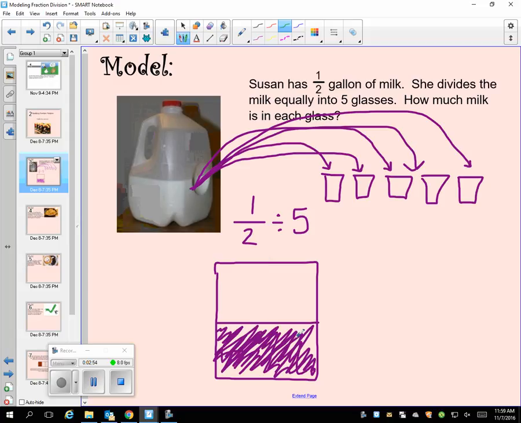You can switch to your marker if you want to. And this 1/2 gallon, I'm dividing it by 5. So I've got to divide this equally into 5 pieces. So if I divide this into 5 pieces, here's 1, 2, 3, 4, 5. That's about as close to equal as I can draw it. So each one of these represents how much is in each glass. Well, how much milk is in each glass? Well, I only started with 1/2 gallon. And so I've got to figure out what part of the whole each one of these represents. So that means the whole thing needs to be divided into pieces.